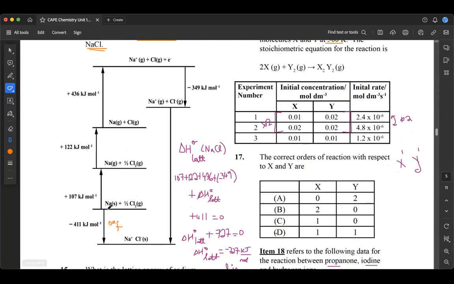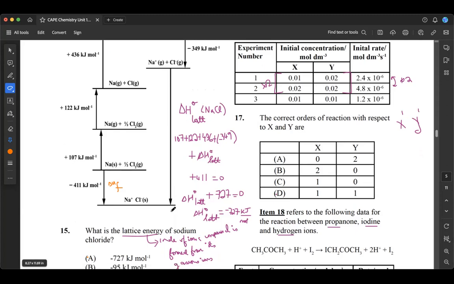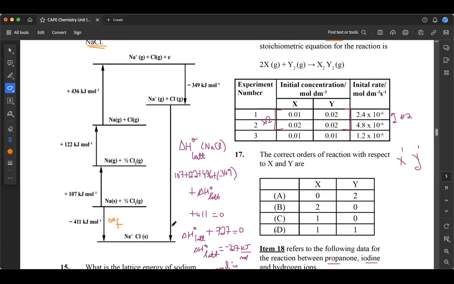And of course, these steps here: we have our atomization of sodium, we have atomization of chlorine, then we have the first ionization of sodium, and then the first electron affinity of chlorine, where we're pushing an electron onto it, right? Let's see, they're asking us what is the lattice energy of sodium chloride? So they want us to find what this number representing this step should be. That's my delta H lat for sodium chloride.